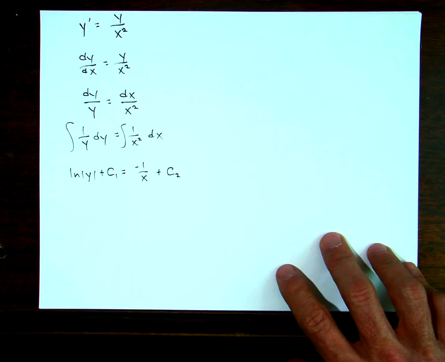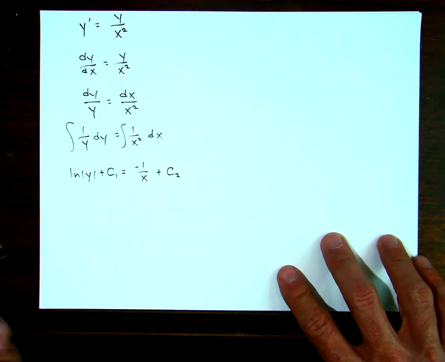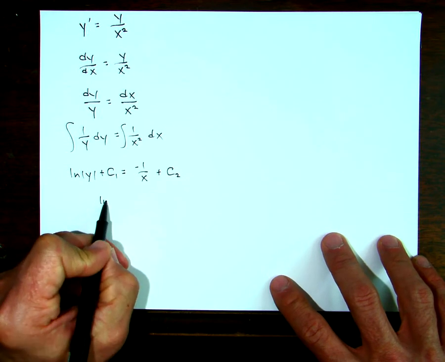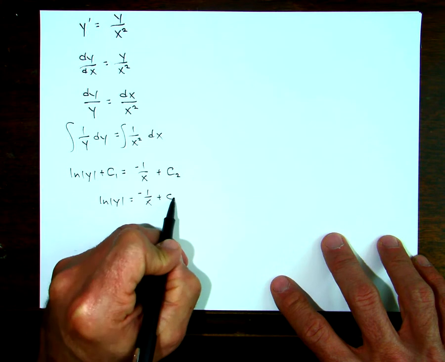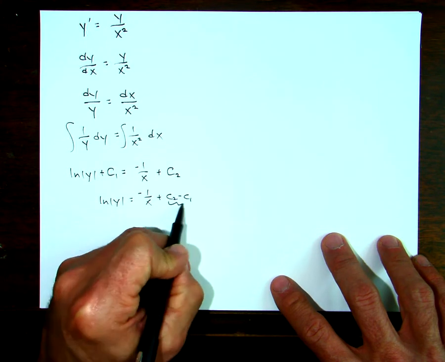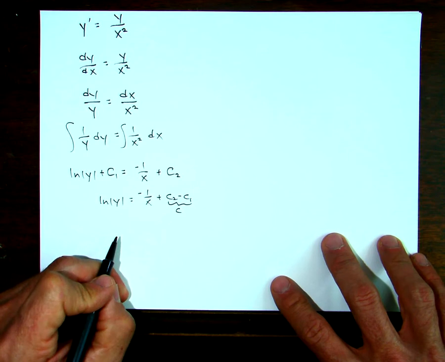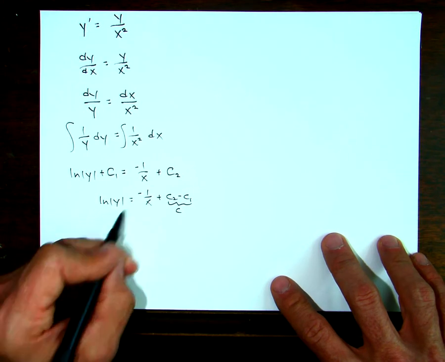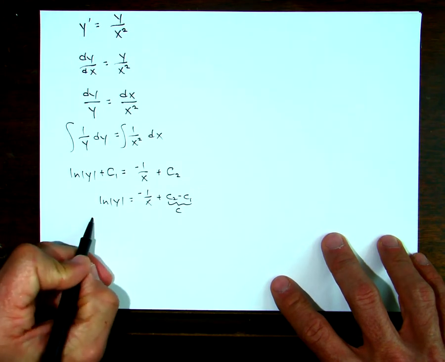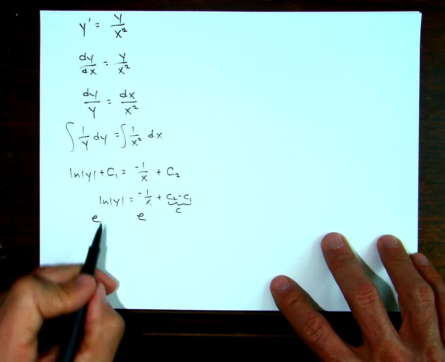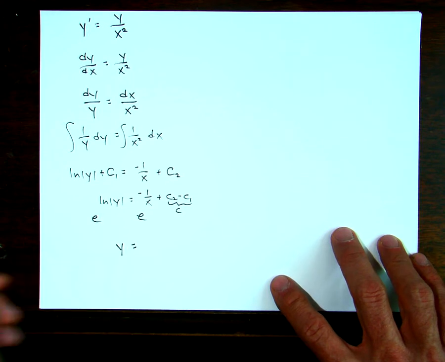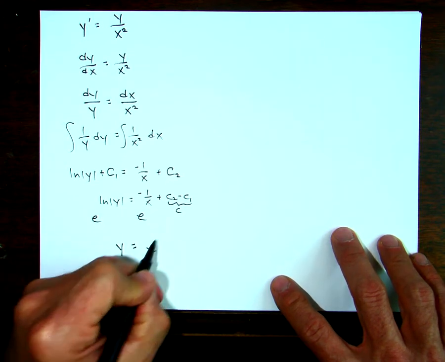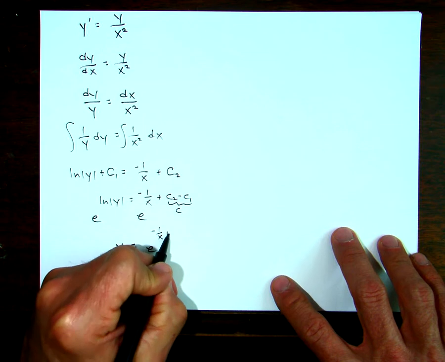All right, so let's try to simplify this a little bit. If I bring the c1 over, I can rewrite this as ln of absolute value of y equals negative 1 over x plus c2 minus c1, and I can take this whole thing and call it c. And now, just to make this a little bit easier, I am going to raise both sides, I'm going to make each side the exponent of e, because e to the natural log of y gives me y. All right, and this is going to give me e to the negative 1 over x plus c.